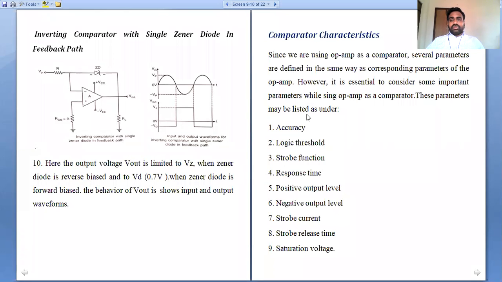We can clearly observe the comparator characteristics. We can analyze these parameters with respect to the comparator characteristics. So if we analyze the comparator characteristics in detail, right, we will analyze. Right, someone posted in the chat box, what is strobe current?